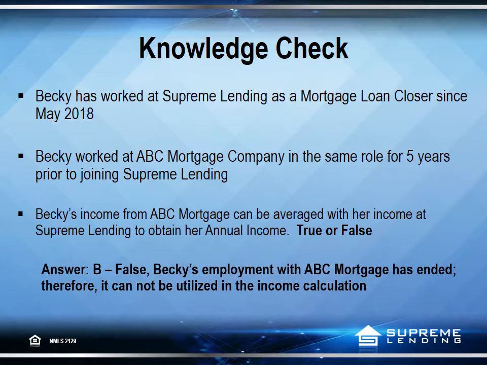The correct answer is false. Becky's employment with ABC Mortgage has ended, therefore it cannot be used in the income calculation. Remember that with annual income for USDA, we are looking at the projected income for the next 12 months. So in this example, her previous employment income cannot be used in the annual income calculation.